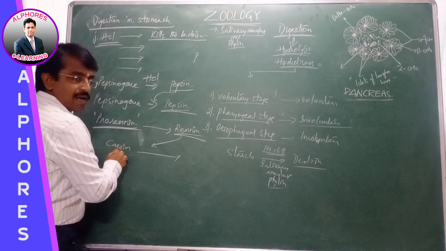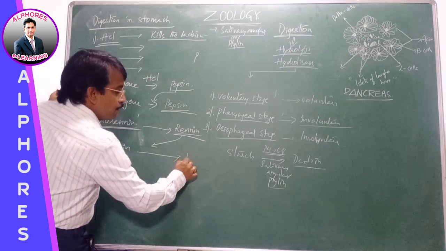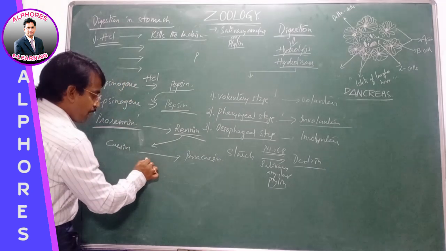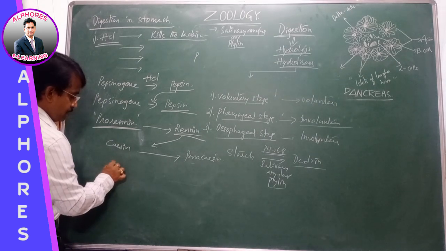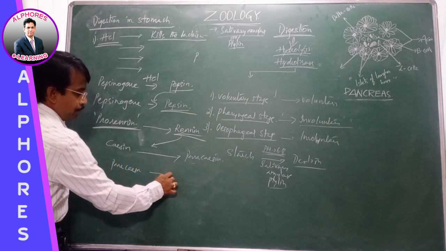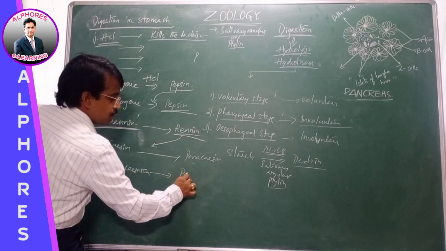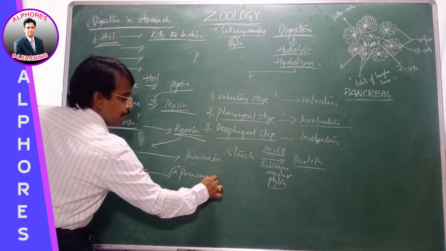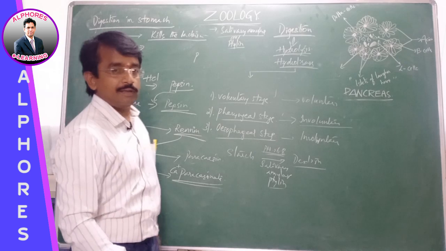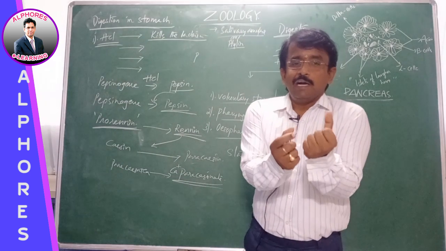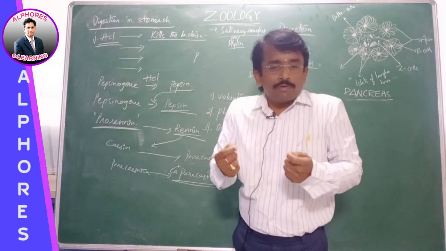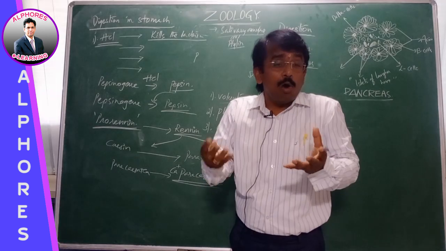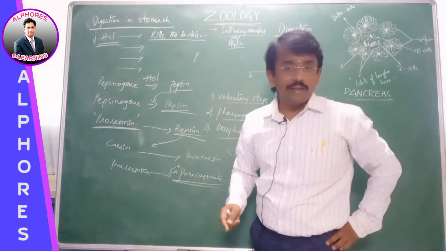This rennin acts upon the casein and converts it into paracasin. In the presence of calcium ions, the paracasin is further converted into calcium paracasinate, that is, curdling of milk. When we give milk to an infant, after a short span of time, if they vomit, it looks like curd. How? That is the role of rennin.